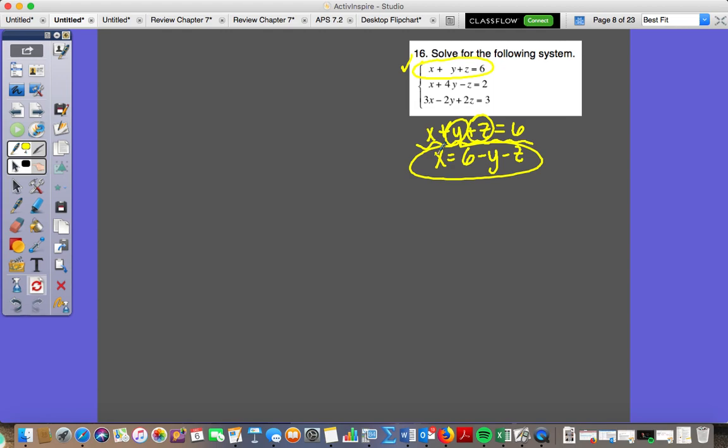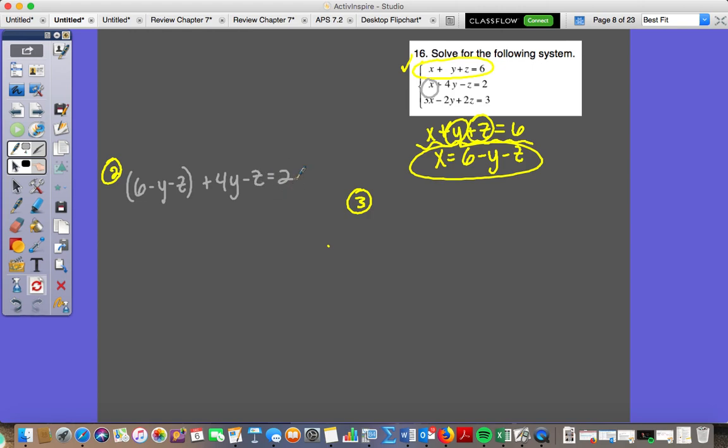Then on equation 2, and I'll do equation 3 over here as well, in a different color so you can see it. On equation 2, I'm going to put in 6 minus y minus z in for x. So we got 6 minus y minus z in for x, that's in parentheses, and then you've got plus 4y minus z equals 2.